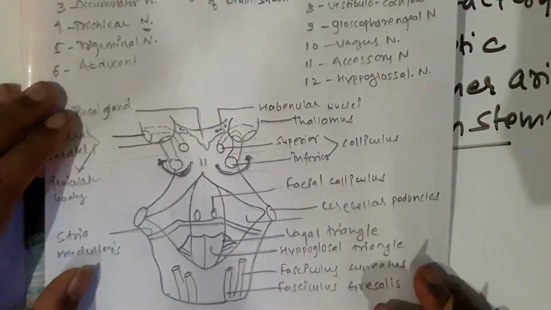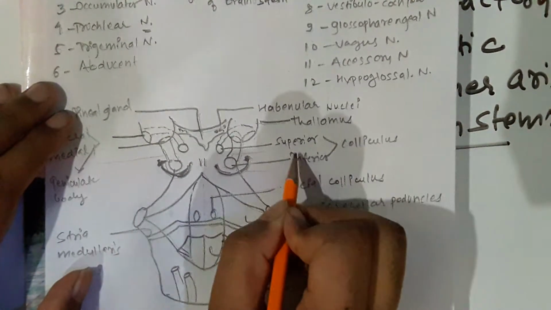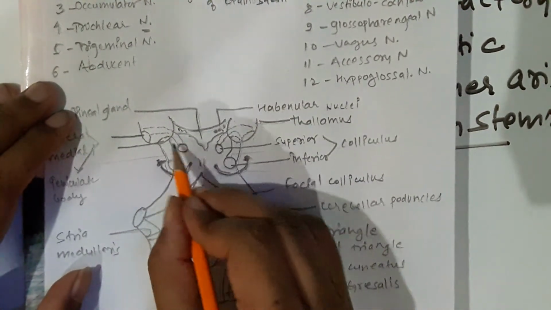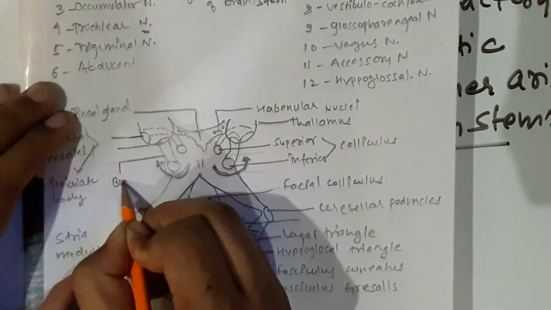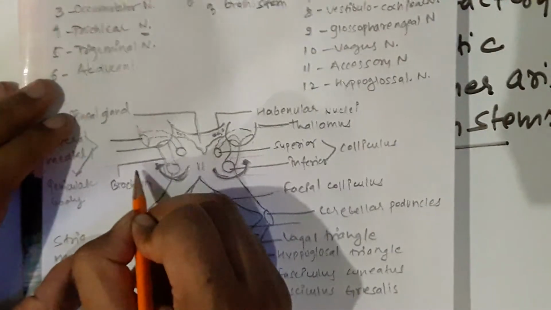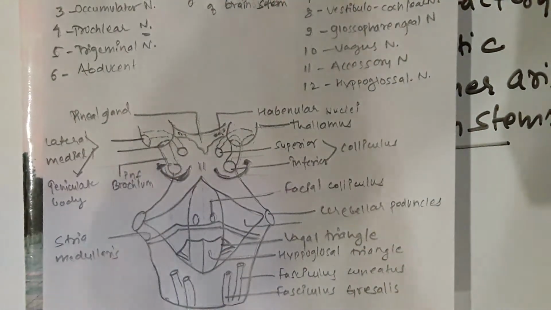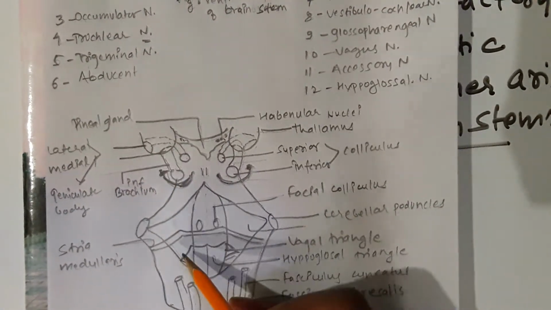And these are the brachium. The superior and inferior colliculus are connected to the medial and lateral geniculate body by the brachium. The superior colliculus will be connected with the superior brachium, and the inferior colliculus will be connected with the inferior brachium. So these are the brachium, these are the colliculus. I hope you are clear with this.